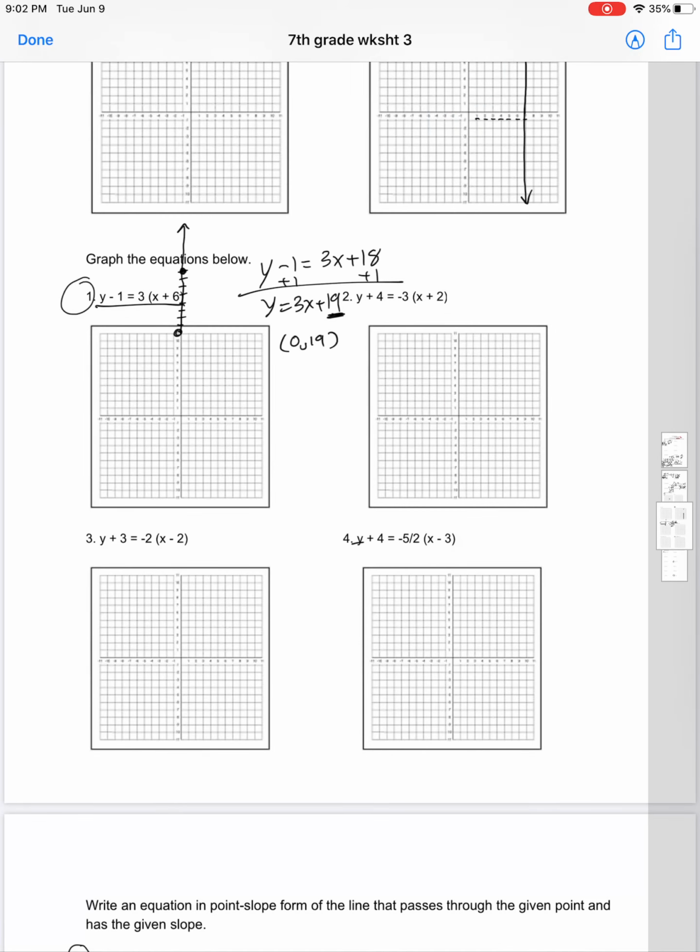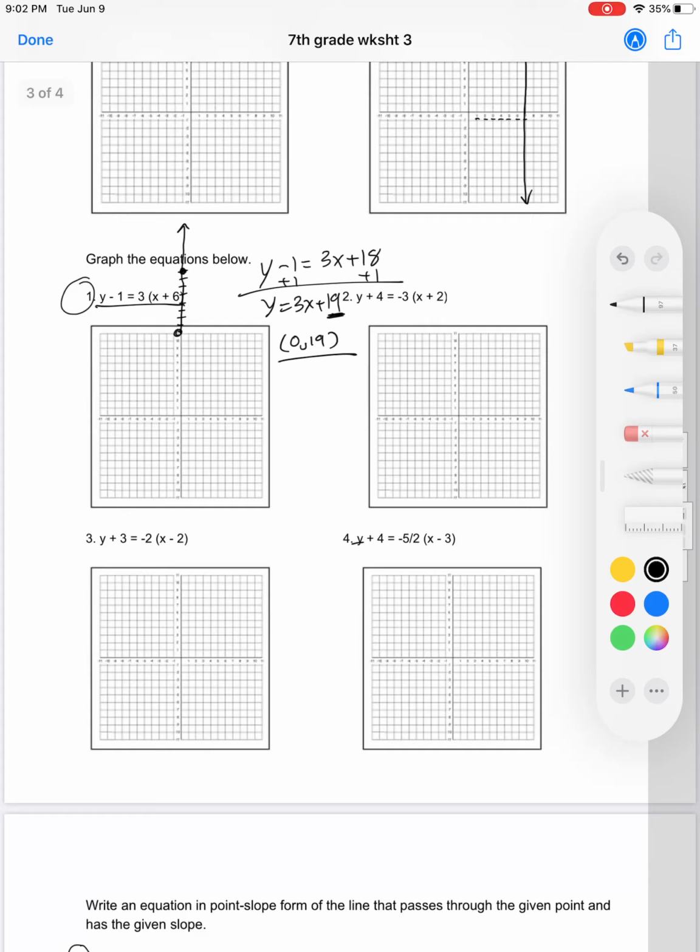So you've already gotten your first y-intercept. Now we want to find out what our x-intercept is, right? To get that other point, so we can connect it together to create what the line would look like.